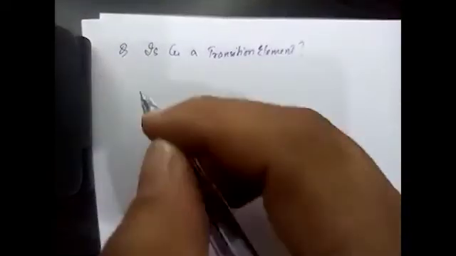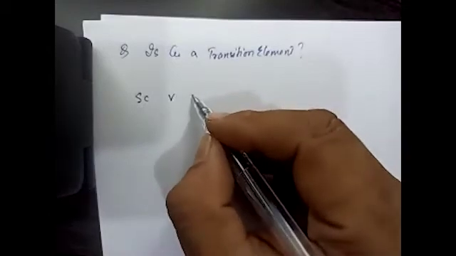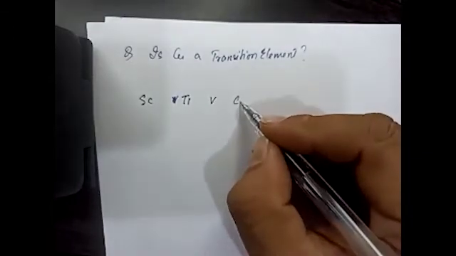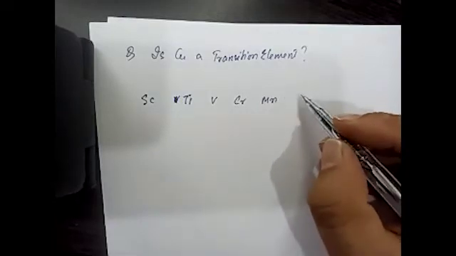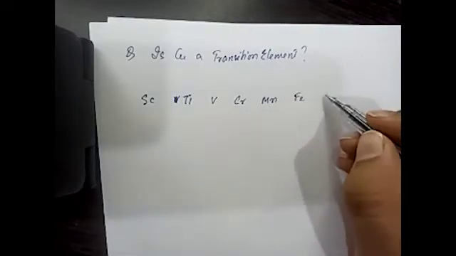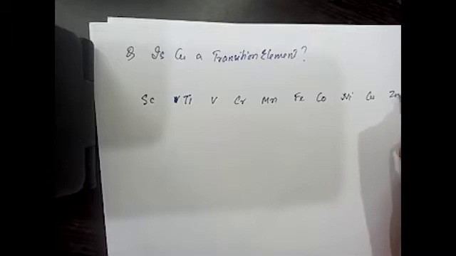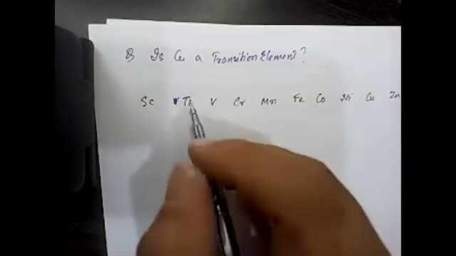All right. So the elements are scandium, titanium, vanadium, chromium, manganese, then iron, cobalt, nickel, copper, and zinc. These are the elements in the 3d series of the periodic table. Their oxidation numbers are all fixed.